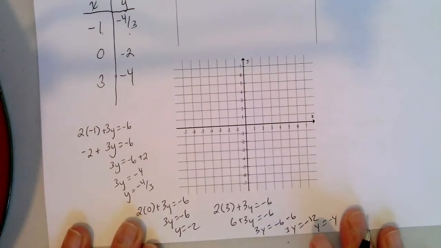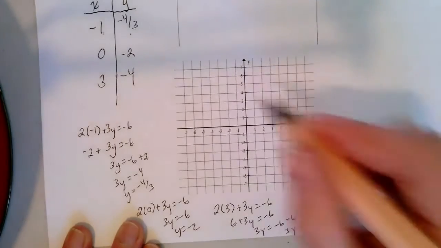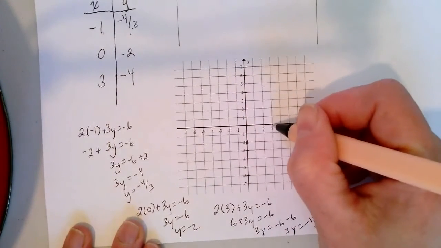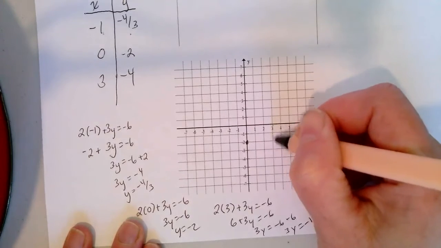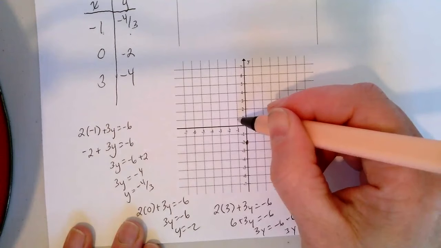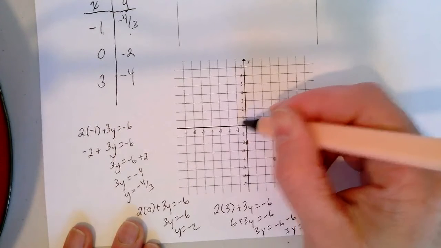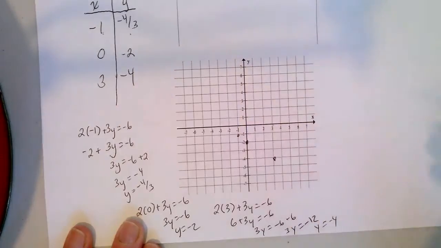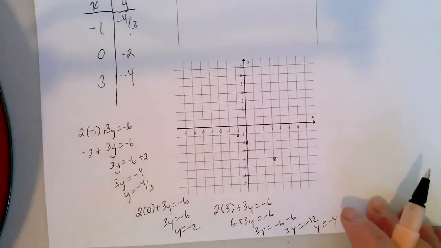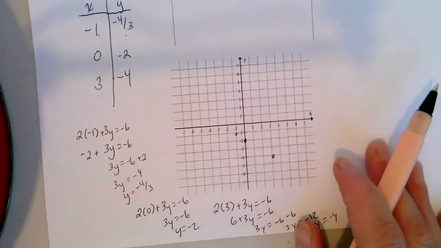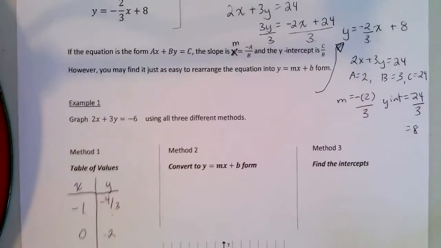So I have 3 points that I can plot on my graph. 0 and negative 2, 3 and 1, 2, 3, 4. And the negative 1 and negative 4/3 is right about here. Okay. So this point here is a little bit questionable. But what we can do is we can go back and we can think about other ways to graph.